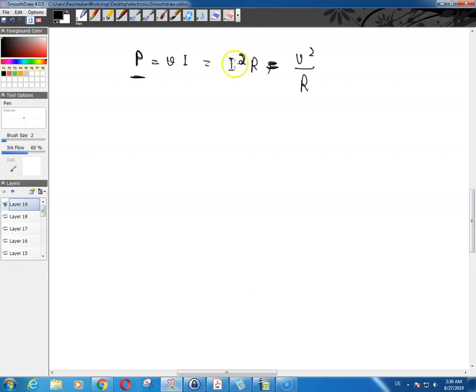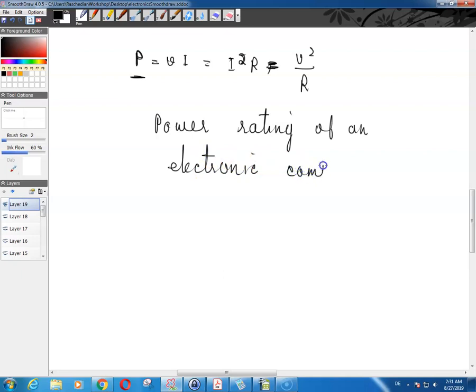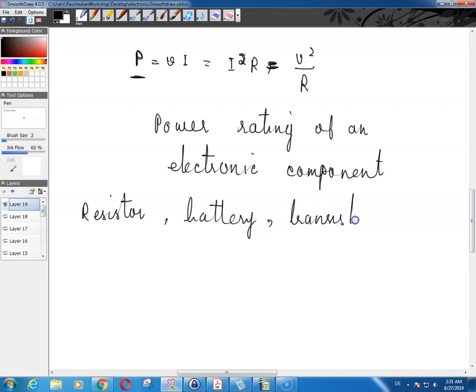So there is the power rating of an electronic component, and you know that electronic components are, for example, resistors. You have batteries, you have transistors, you have, for example, vacuum tubes.